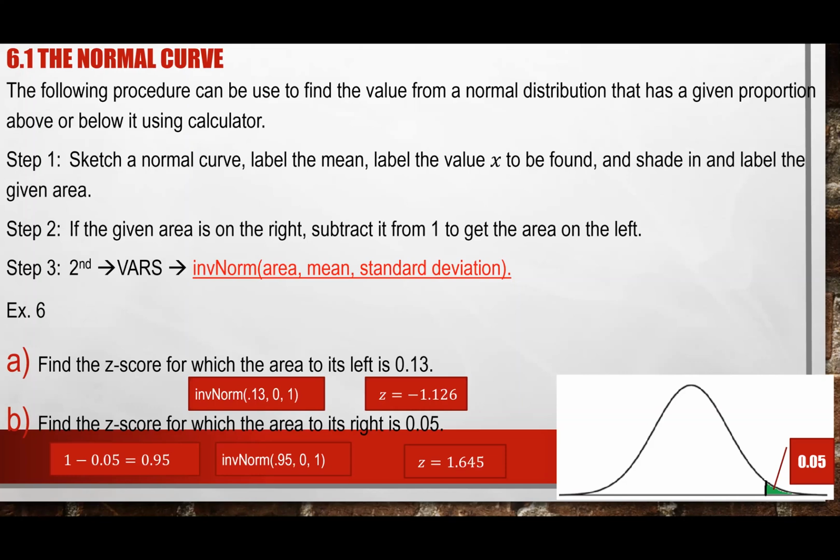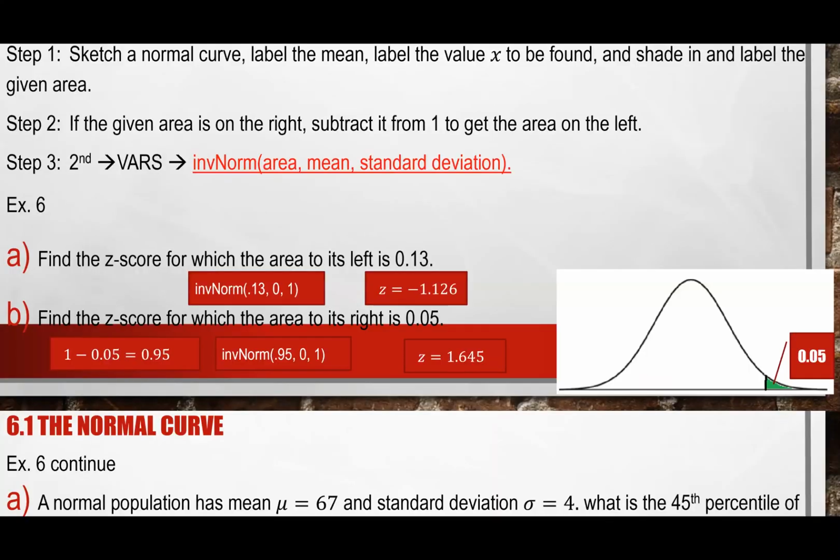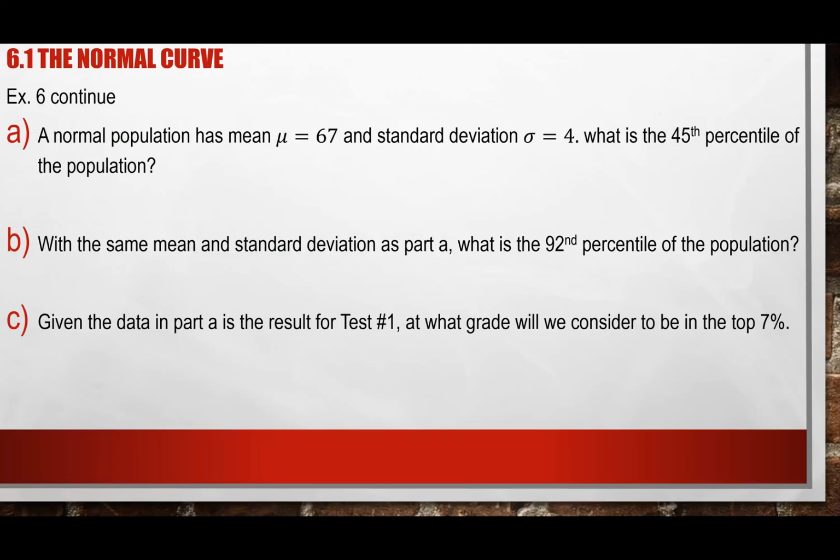We did this yesterday. Like I mentioned to you guys, ask what the question gives you or what the question is asking you, right? So this one says a normal population, and the only reason they say normal population is that we are dealing with a normal distribution, a bell-shaped curve, right? A normal population has a mean mu equal to 67 and a standard deviation of 4. What is the 45th percentile of the population?